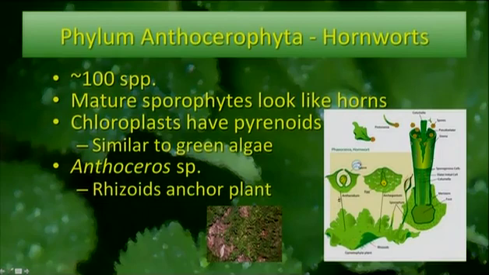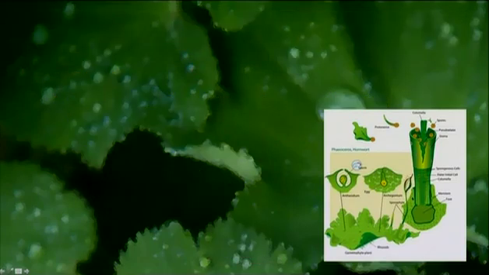Here's an antheridium that makes sperm, flagellated sperm in this case also. Here's an archegonium with an egg in it. So the sperm swims to the egg, and then it develops into a sporophyte here. That actually grows and becomes a horn, part of the hornwort.